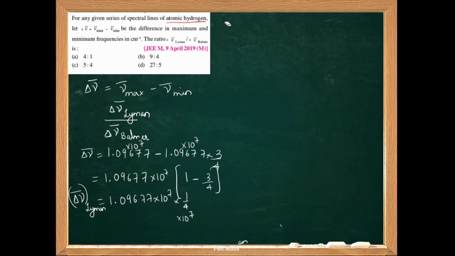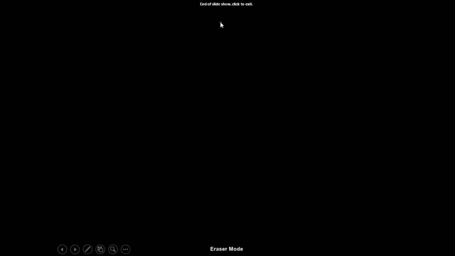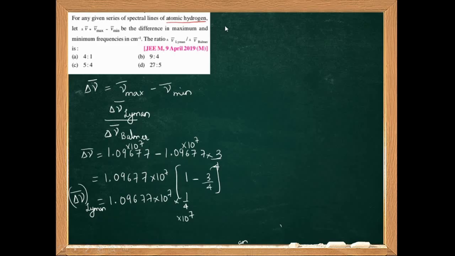So Balmer series starts from n equal to 2. Okay, so for the Balmer series, the maximum will be what? 2 to infinity.